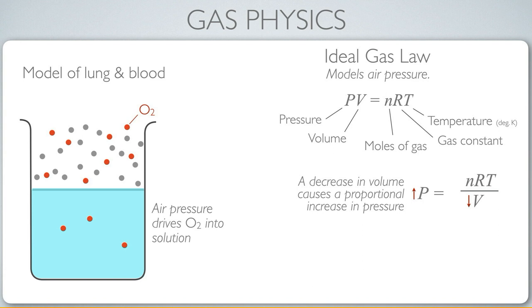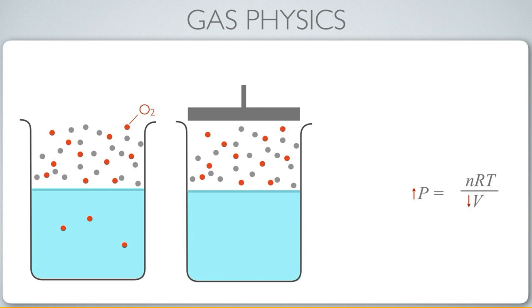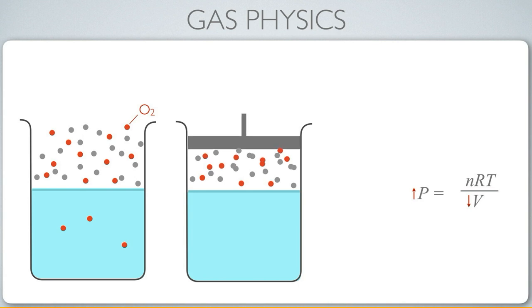So we do this virtually here by adding a plunger to our system, and just imagine comparing the beaker on the left, which is open, to one where we have a closed volume, and we're going to make that volume smaller. So that's going to serve to elevate the pressure, which is going to drive more oxygen into solution and give us a higher concentration of oxygen molecules.